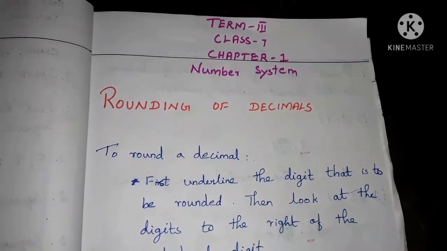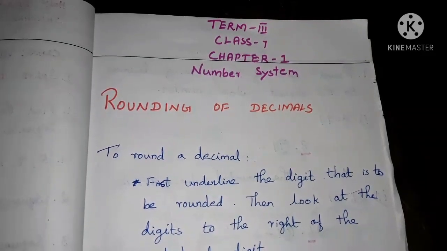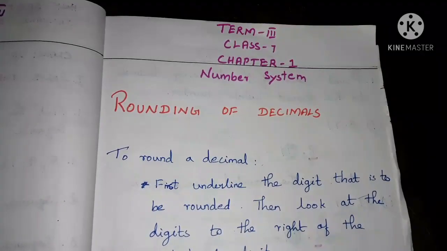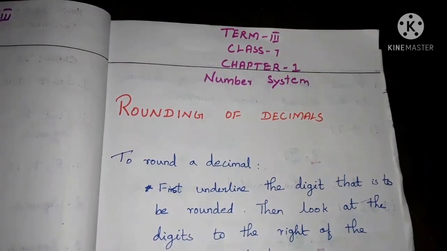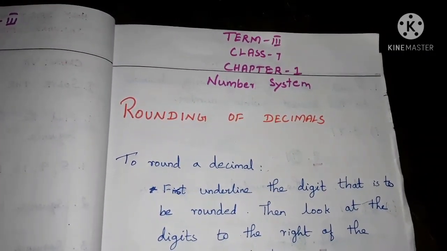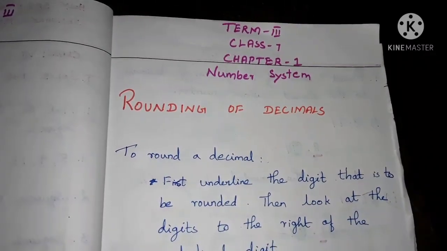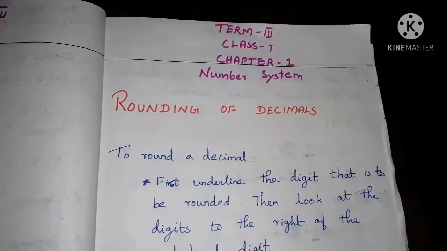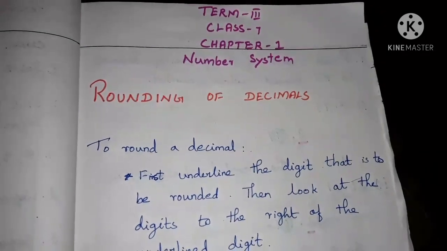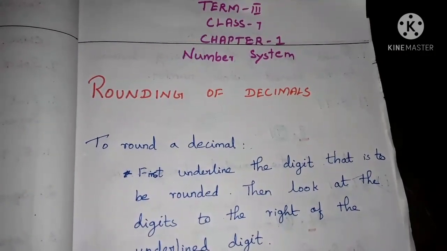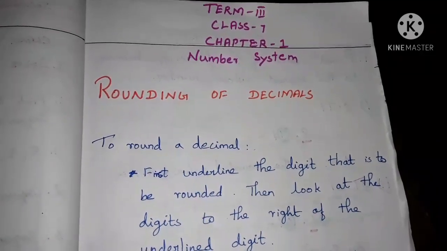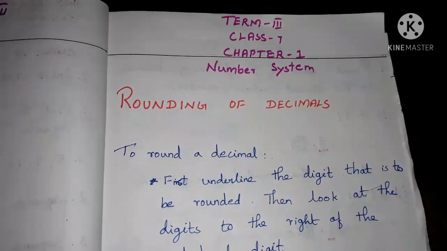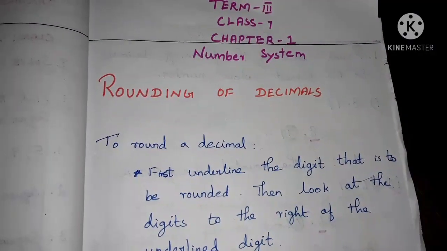In the number system, last term we studied representing a decimal number, converting a decimal number, and how to read decimal numbers. This term 3 we are going to study a new concept, rounding of decimals. So what is rounding of decimals? We have to estimate the values only, which we call rounding off.